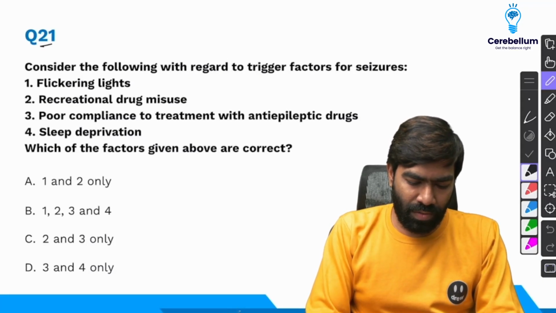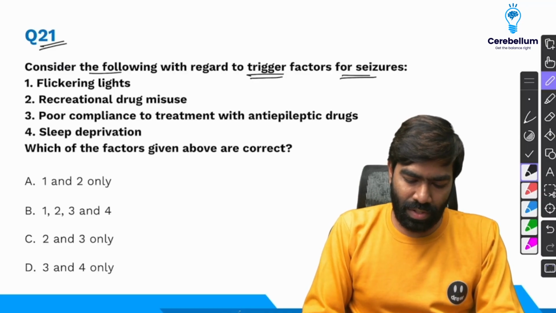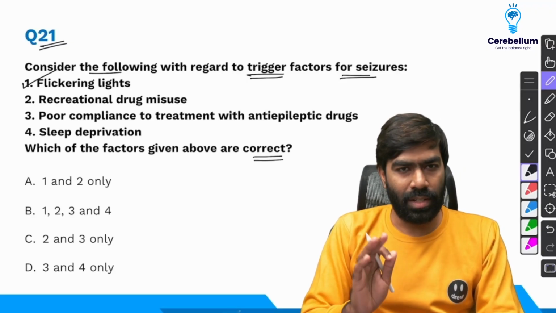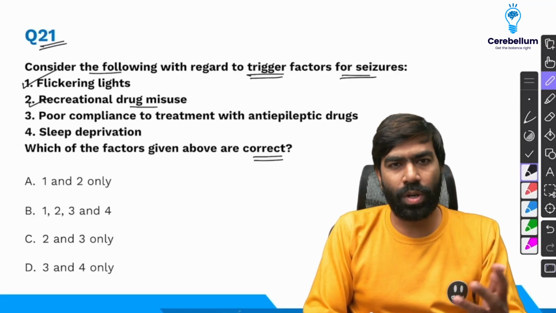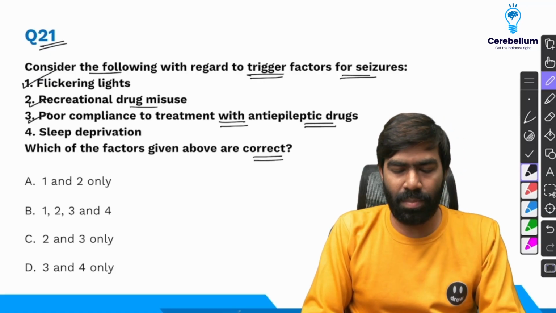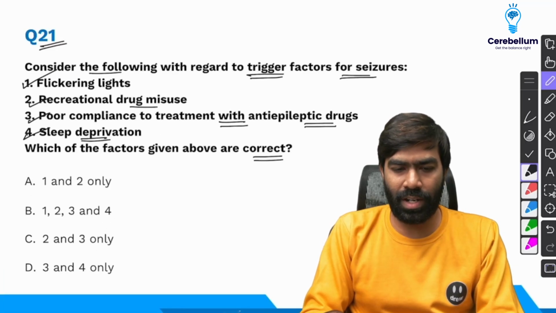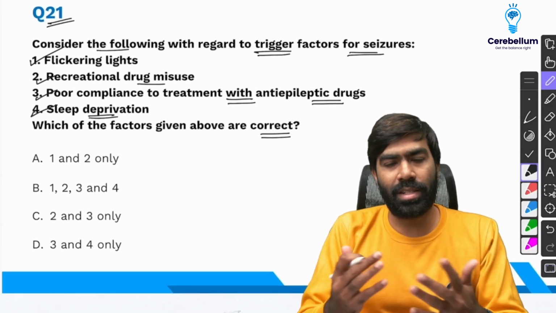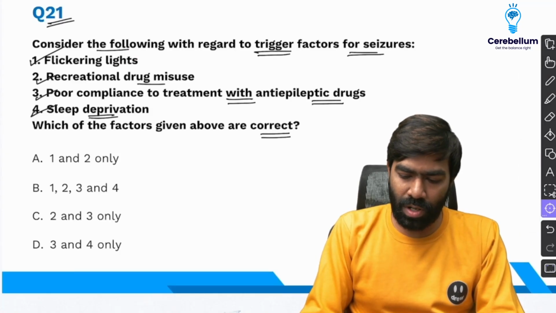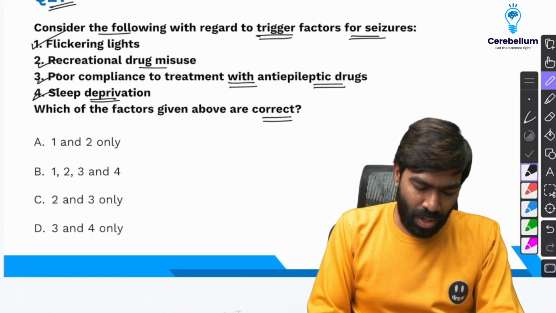And going to the 21st question, considering the following with regards to trigger factors for seizure, which of the factors given above are correct? Of course, flickering lights is a trigger factor. Recreational drug use like cocaine or opioid use is definitely a risk factor. Poor compliance to treatment with anti-epileptic drugs, of course, is going to be a risk factor, and sleep deprivation is also a very, very important risk factor, especially for generalized seizures like juvenile myoclonic epilepsy. Flickering lights is a very important risk factor, especially again for generalized seizures. The right answer for this question is 1, 2, 3, 4. All are correct.